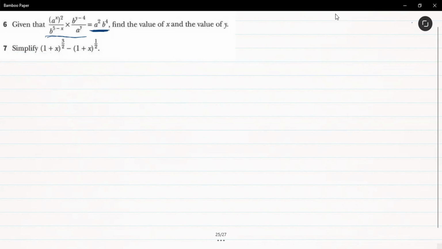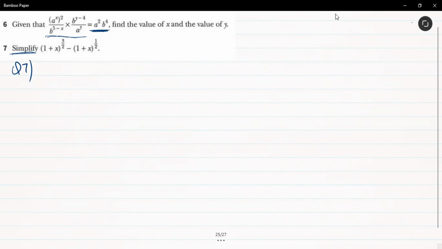Okay, so question number 7. It's kind of a basic question. What they've asked us is to simplify. First of all, understand what simplify is. Simplify just means we have to give this in a simpler form. So don't go into solving for the value of x. They've not given us any hint here to find the value of x. So first of all, just focus on what the question asks us. Simplify means we just have to give it in a simpler form.